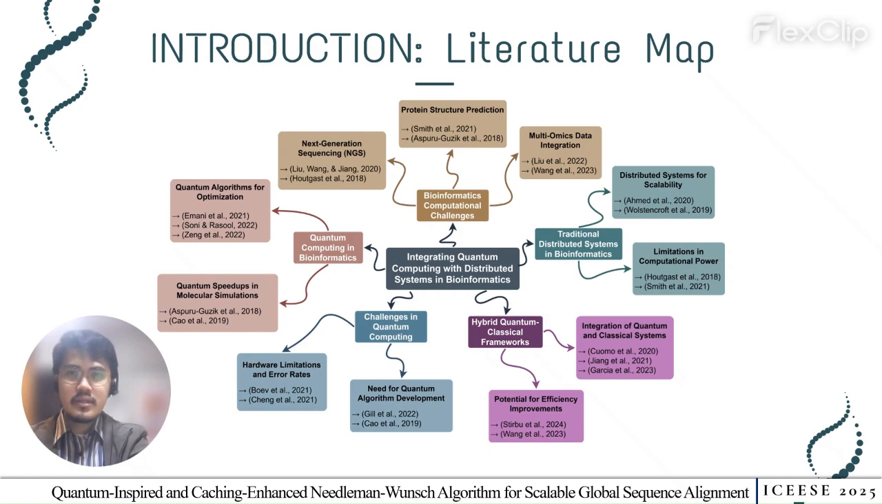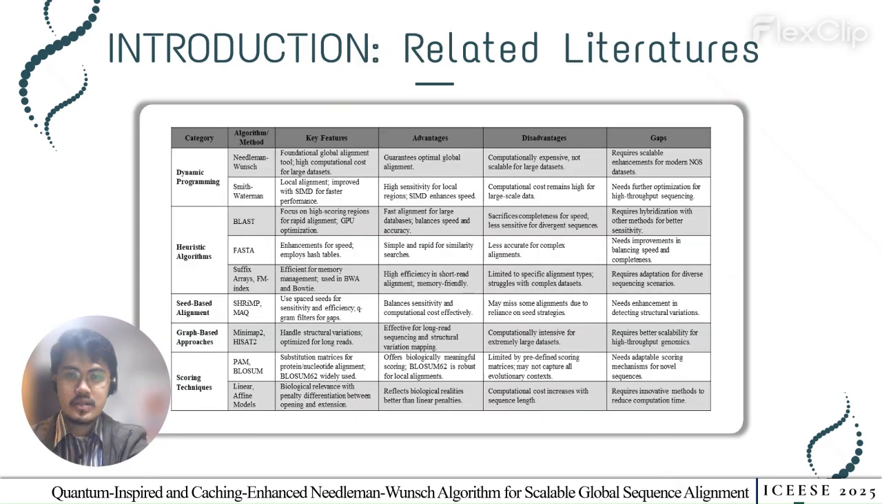Our review of related literature highlights three categories. Classical algorithms emphasize correctness but lack performance for large scale datasets. Heuristic and graph based methods speed up alignment but often sacrifice accuracy. Quantum computing offers a promising paradigm, but is still constrained by hardware availability and maturity. This guided the development of a hybrid quantum inspired approach that brings quantum efficiency to classical systems.